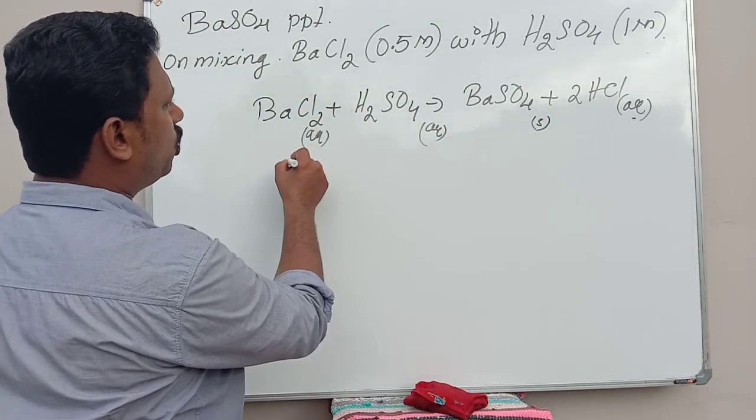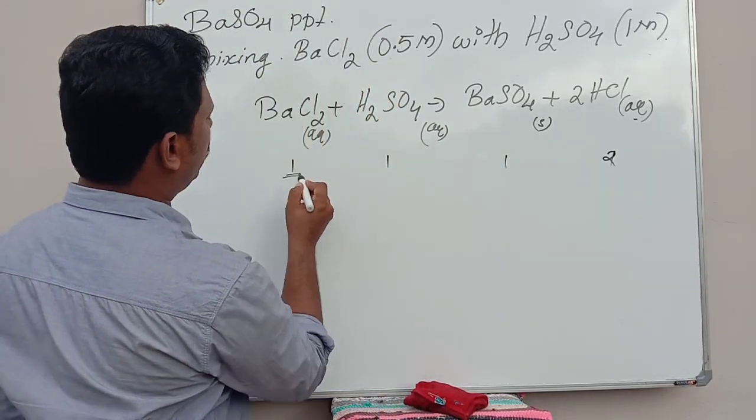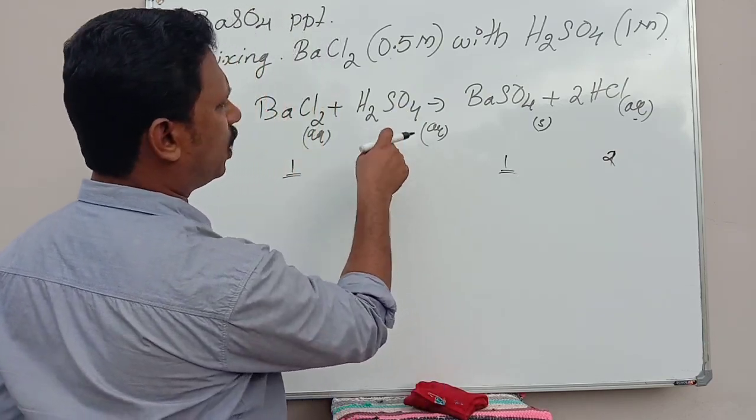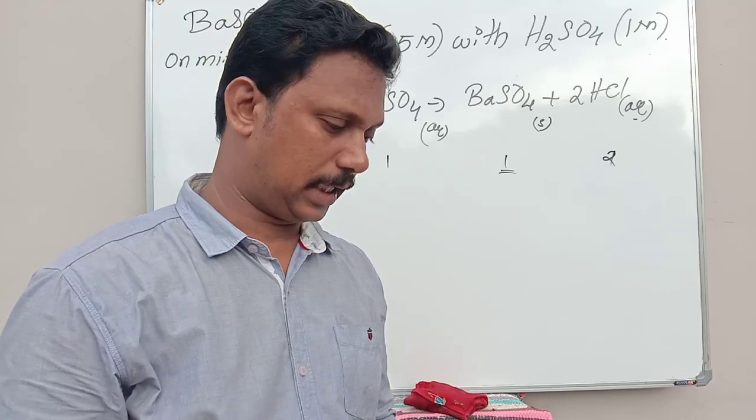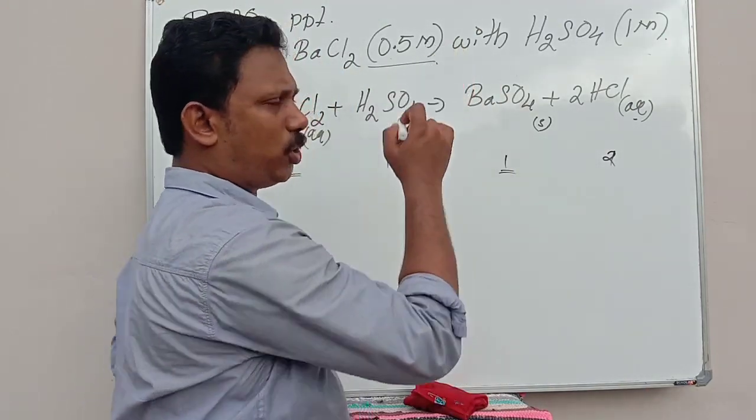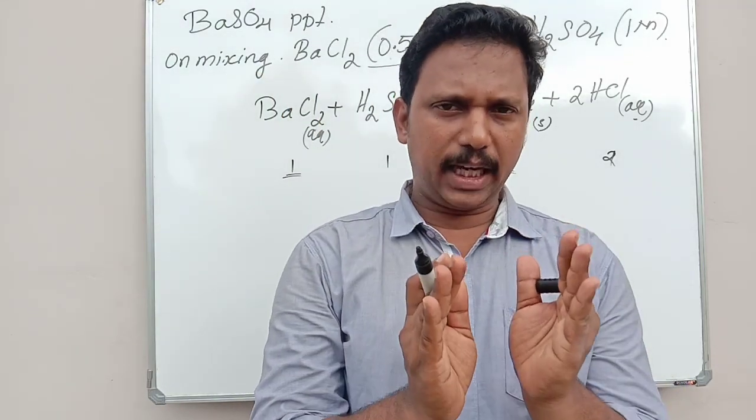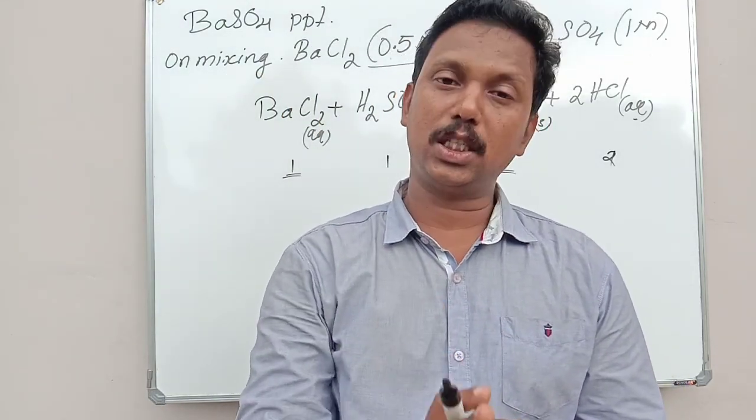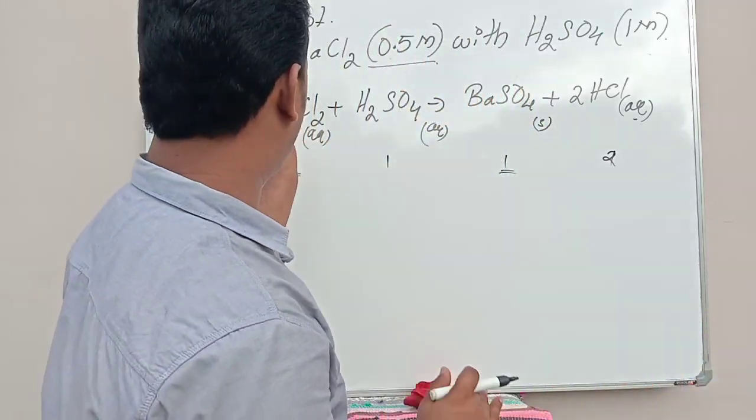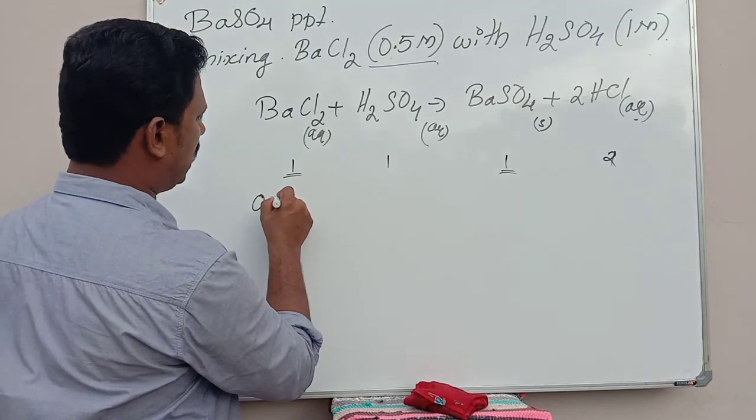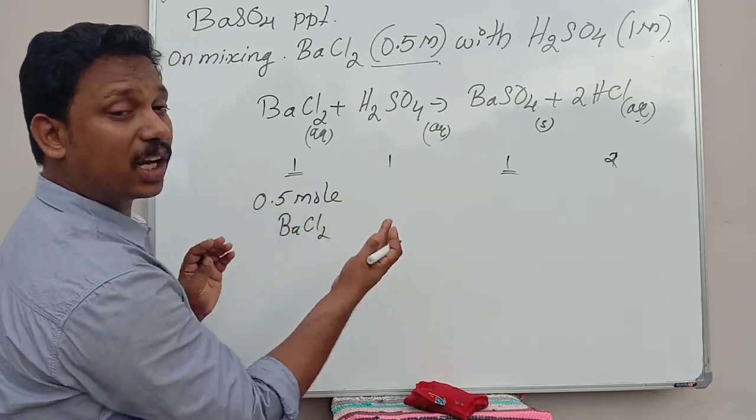What is the mole ratio? 1 is to 1 is to 1 is to 2. So 1 mole of barium chloride will form 1 mole of barium sulfate. 1 mole of H2SO4 will also form 1 mole of barium sulfate. But here you have to understand what they say is 0.5 molar. So what is the meaning of 0.5 molar? When you say 0.5 molar solution, it means 0.5 mole is present in 1 liter of solution. So if you take 1 liter of barium chloride solution, that has 0.5 mole barium chloride or barium ions.